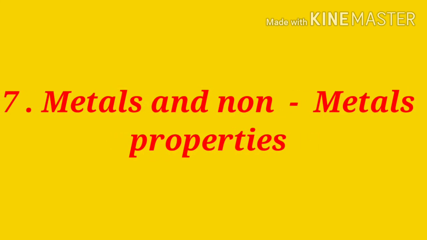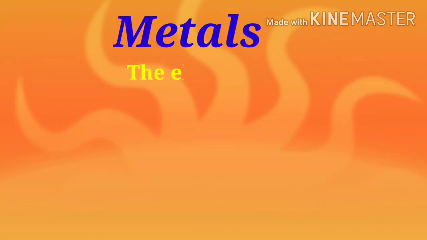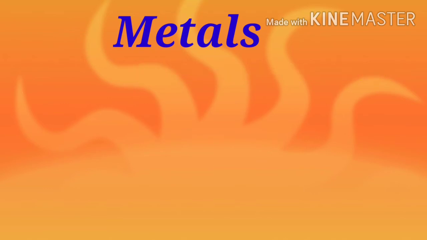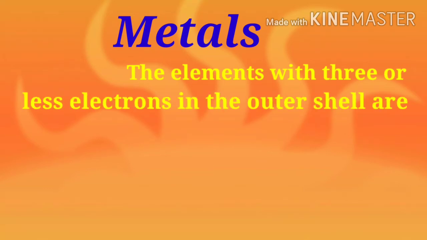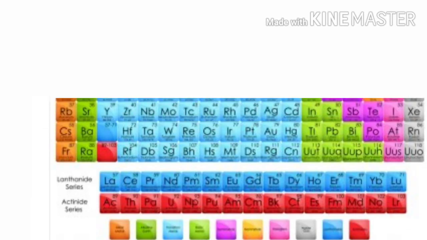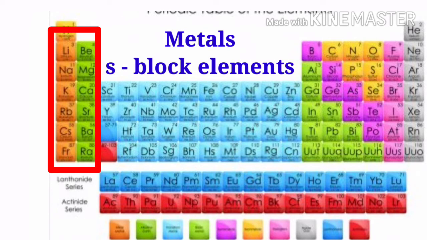7th one. Metals and non-metals properties. First one, metals. The elements with 3 or less electrons in the outer shell are considered to be metals. Example, S-block elements. We can see the metals in the picture, that is first and second group elements or S-block elements. We can also see a red colored box.